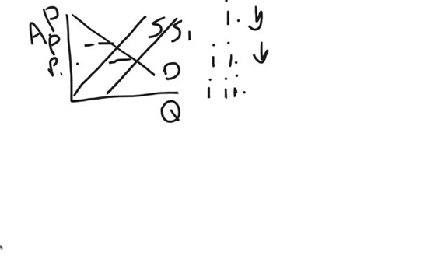And the price of goods produced by the workers, if there's an increase in supply, we can produce those goods at a cheaper price, so the price will go down. So that is the answer to letter A.